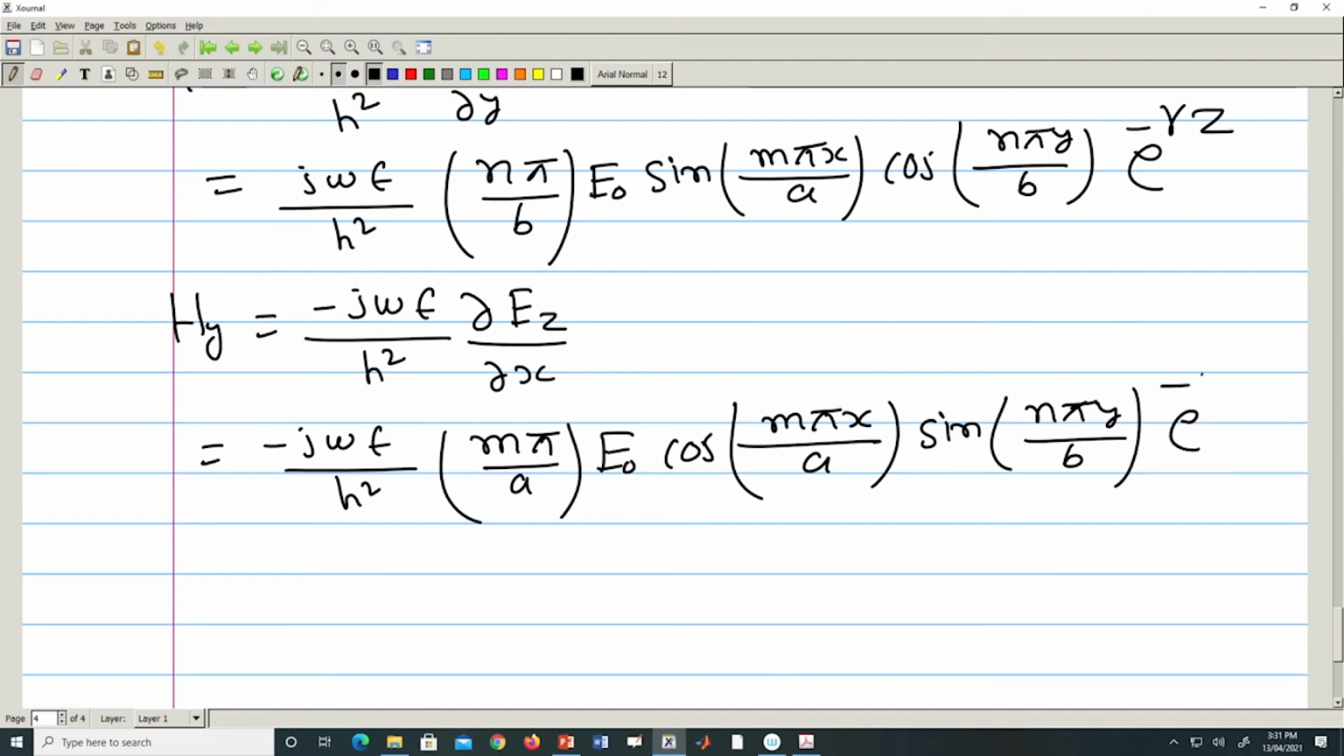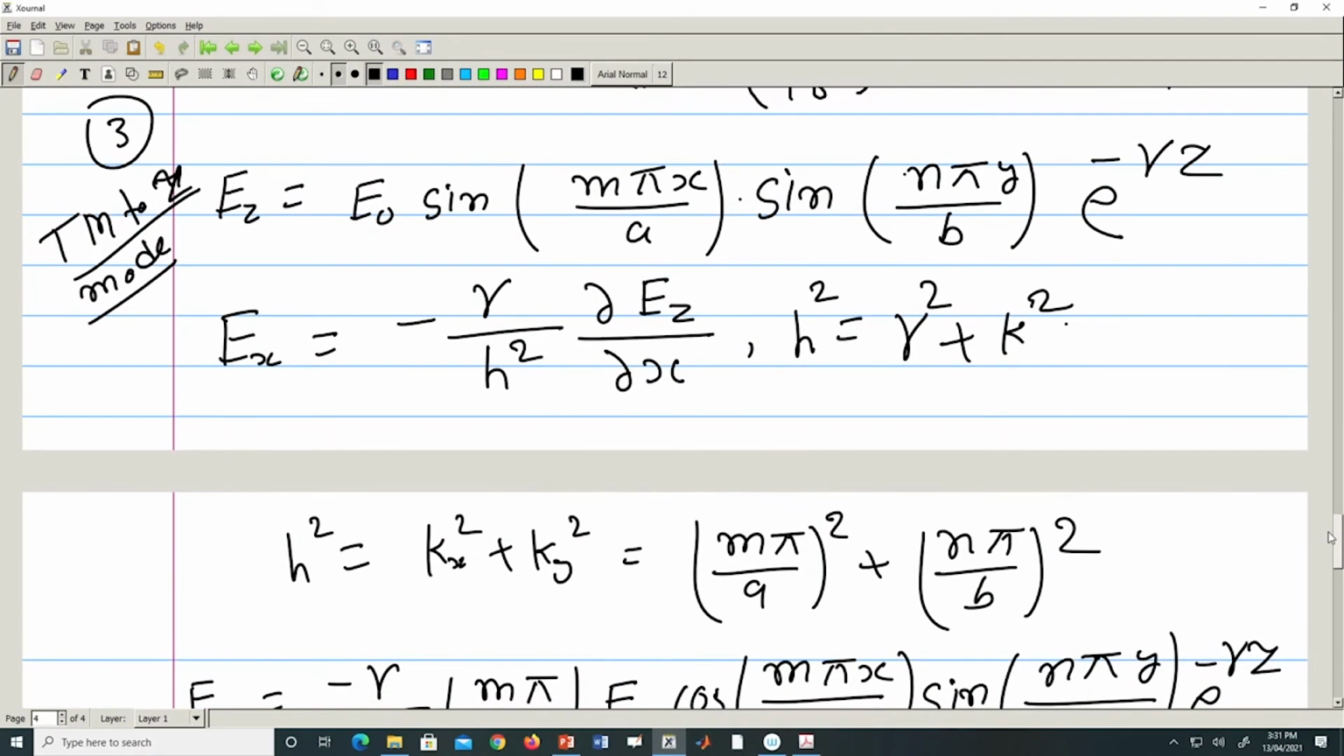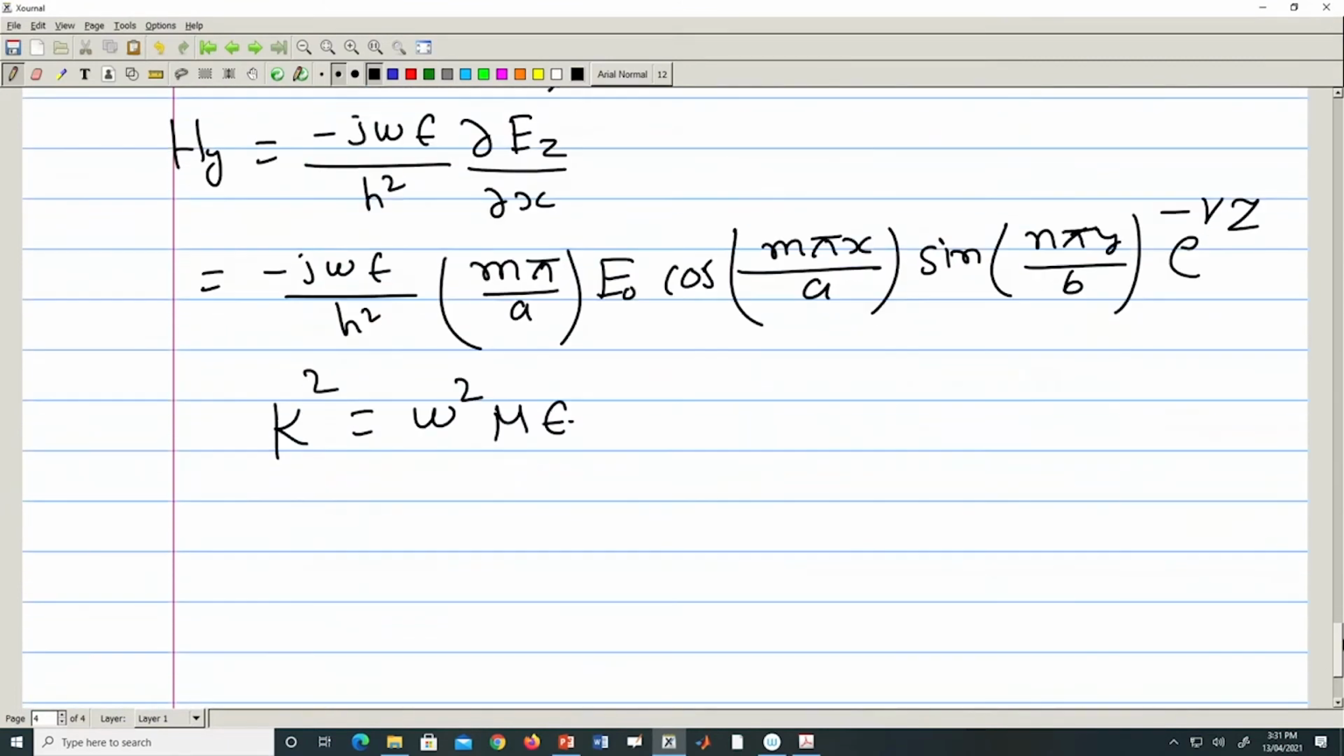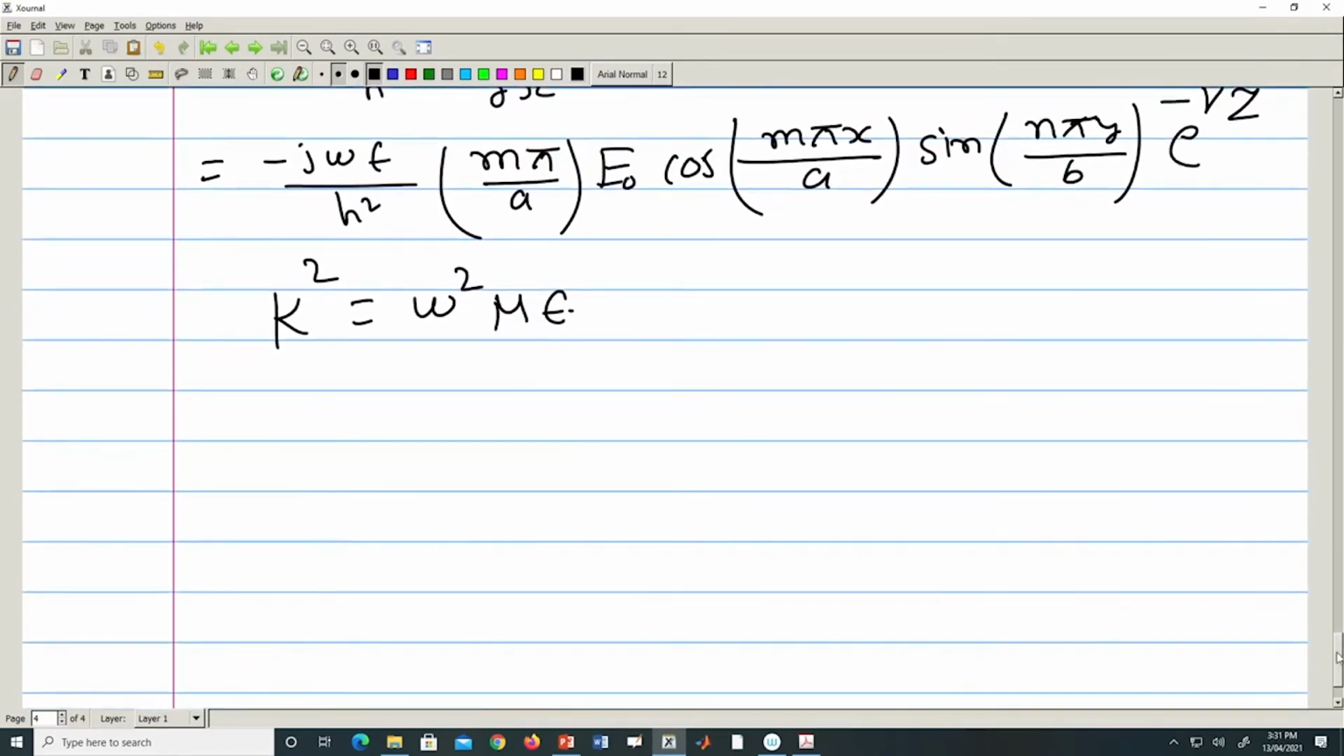And k square is omega square mu epsilon, and h square we have defined as gamma square plus k square. For the cutoff case, gamma will be 0, and f c we will get from there, and for the evanescent mode and propagating mode we will get the power flow.